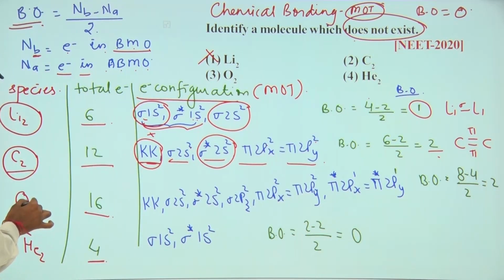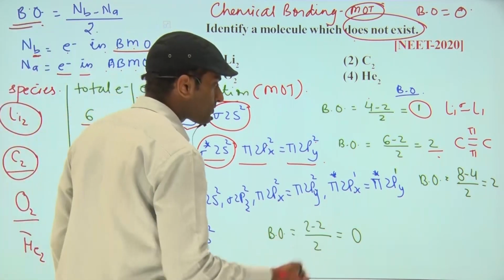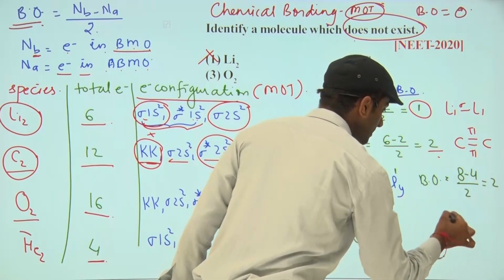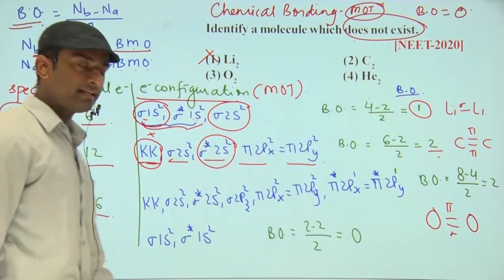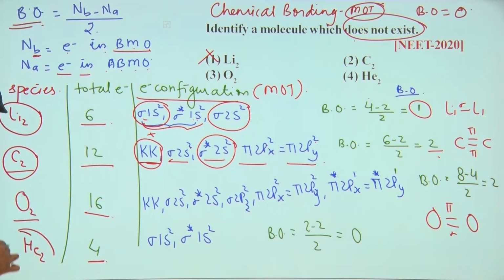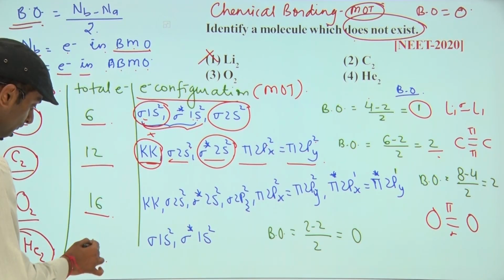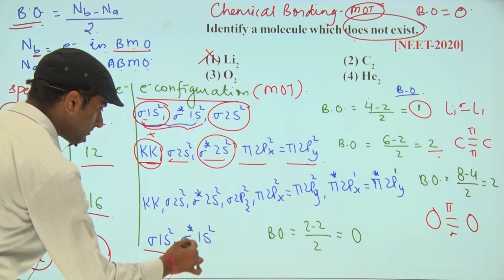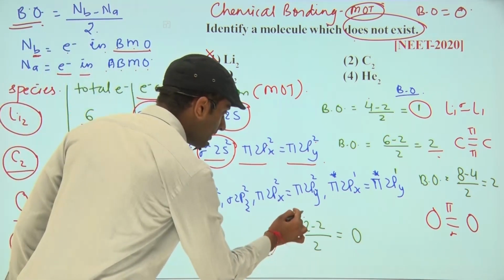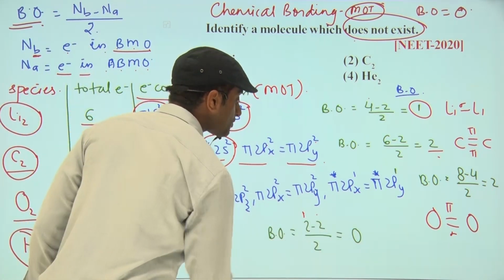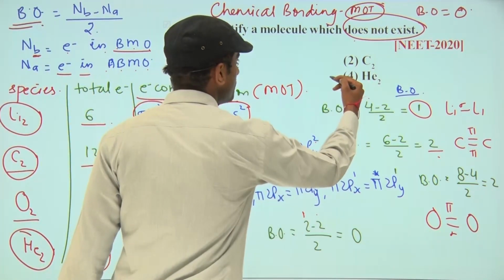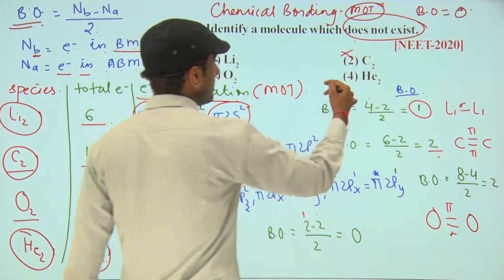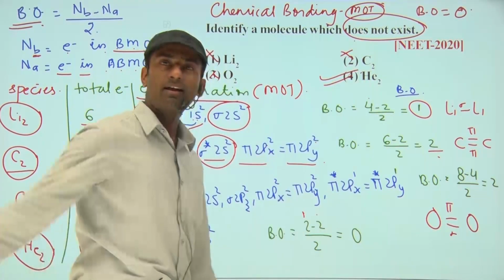Next, we are getting O2, obviously a very common species. 2 is the bond order, one sigma and another one is the pi. Next, helium. This is your answer, friend. You can see that 4 electrons are there, sigma 1s2, sigma star 1s2. So bonding minus anti-bonding, 2 minus 2 equals 0. So bond order is 0 for He2. This is going to be non-existing. Rest of these all are existing here.